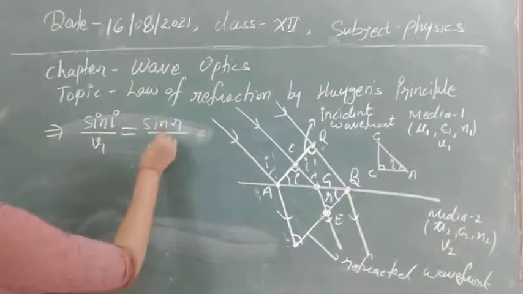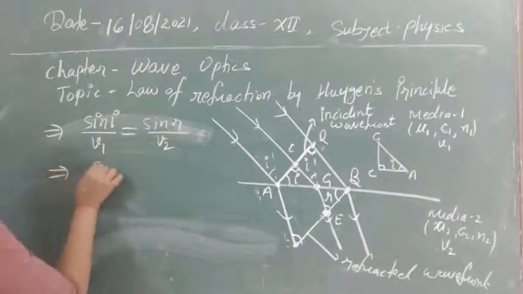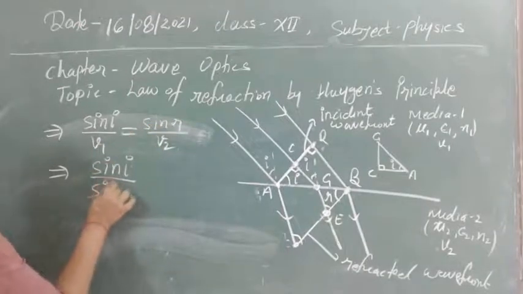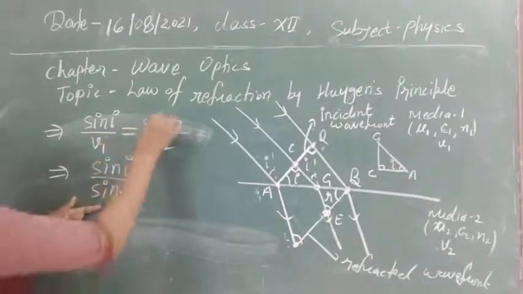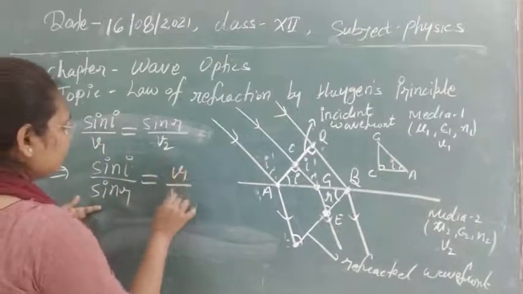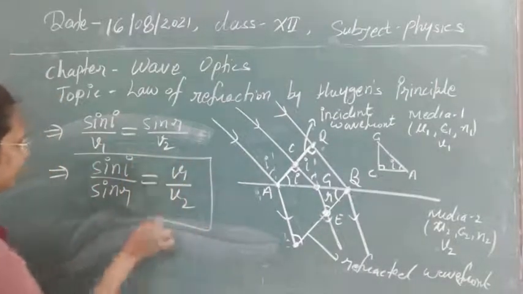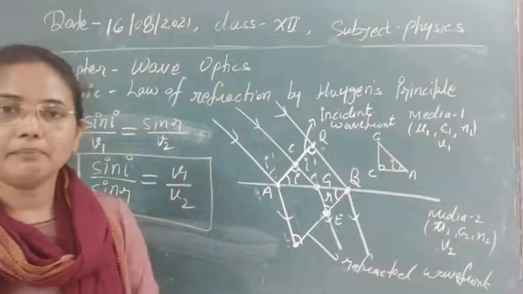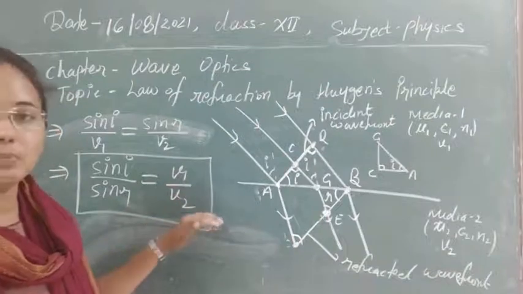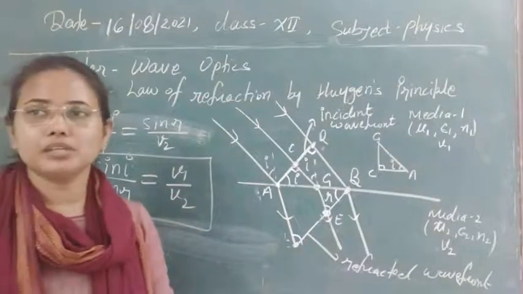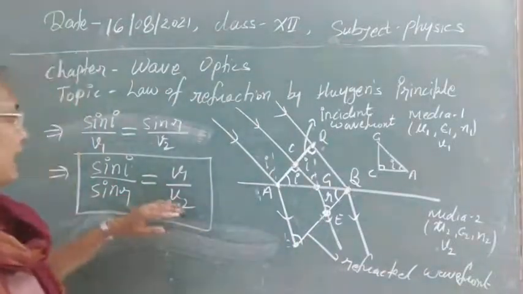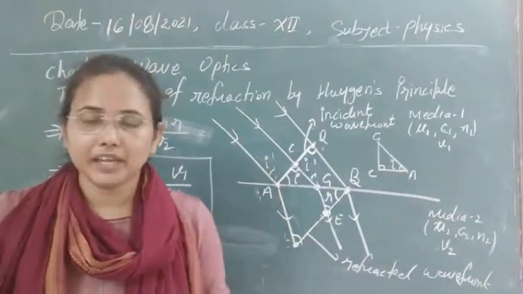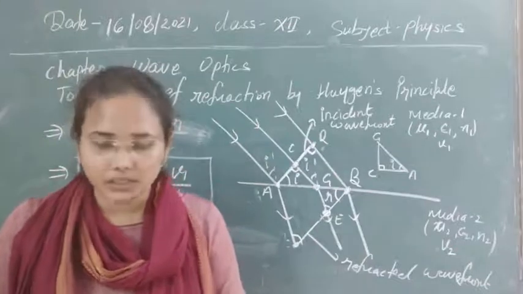And after this, if you write it in simplified form, taking sine R to this side, this will be sine I by sine R, and taking V1 to this side, this will be equal to V1 by V2. This is the famous Snell's law of refraction that we have proved by using the Huygens principle. Very easily we have used the wavefront picture of the Huygens principle, and we have shown that we can verify the law of refraction using it.